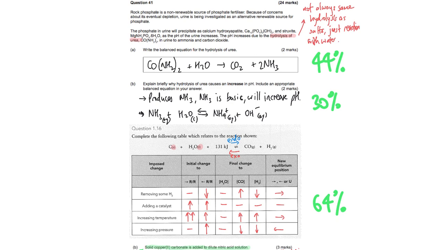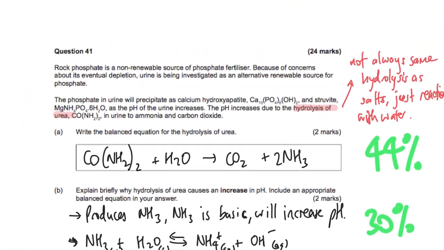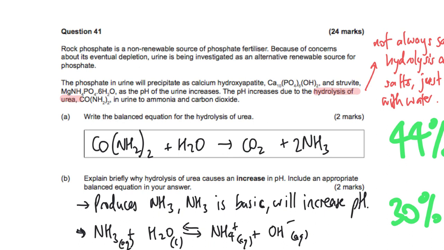The next question, 41. This is a typical thing that exams will do: they'll try to overwhelm you with information. But you've got to cut through that information and work out what piece of information is actually relevant to the question. The balanced equation for the hydrolysis of urea, which is in urine, to ammonia and carbon dioxide. So all you really need to know is that urea turns to ammonia and carbon dioxide via a hydrolysis reaction.